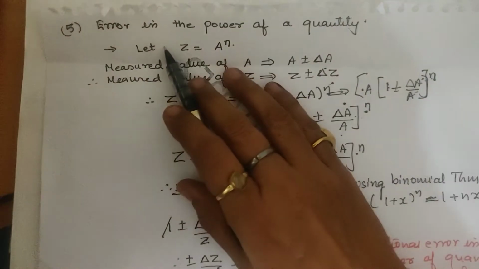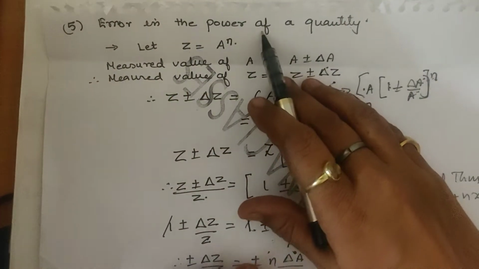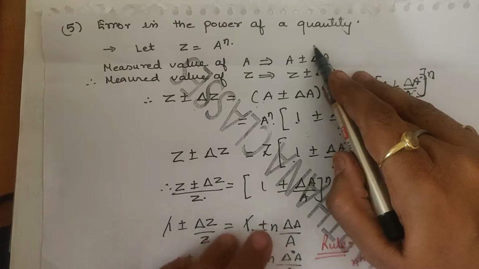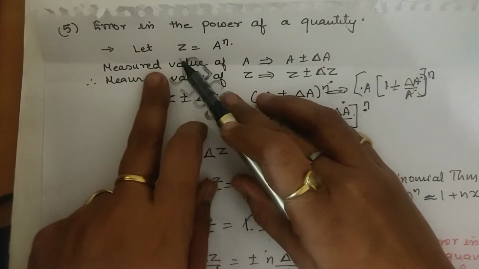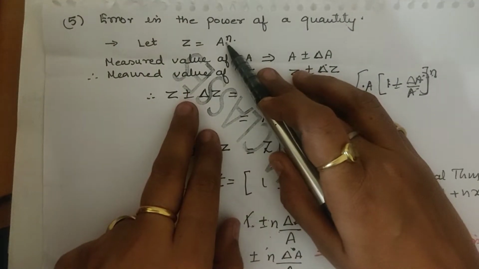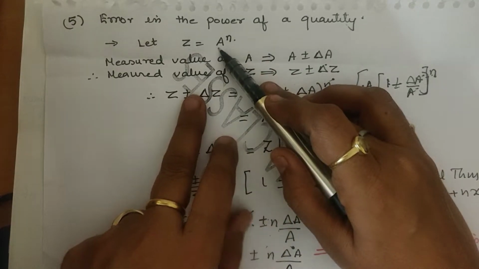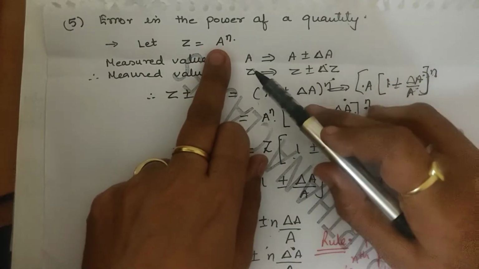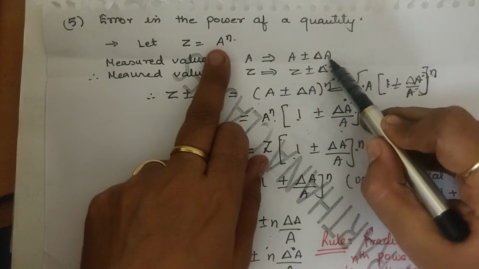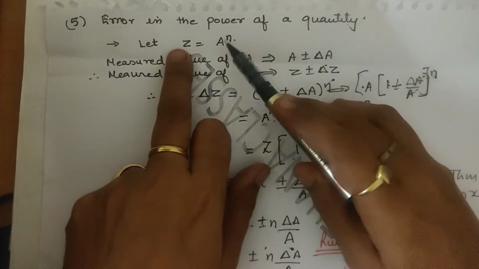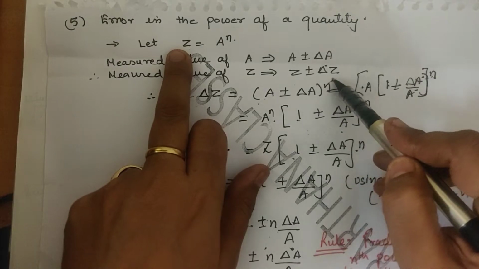Come on, we will start with the next topic, that is an error in the power of any physical quantity. Suppose I say z is equal to a raised to n. There would be the measured value of a definitely. You write the measured value of a as a plus or minus delta a. So what is the measured value of z? Z plus or minus delta z.